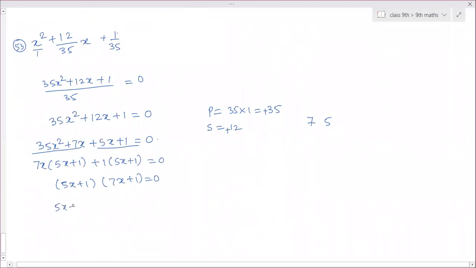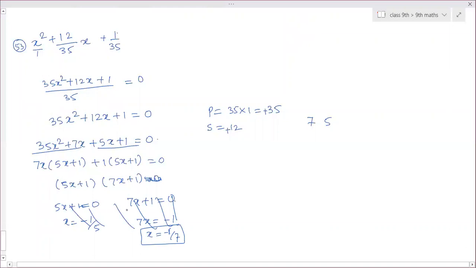So 5x plus 1 is equal to 0, x is equal to minus 1 by 5. 7x plus 1 is equal to 0, 7x is equal to minus 1, x is equal to minus 1 by 7. But you have to factorize only. You're not finding out this value. Leave it. Only this much part.